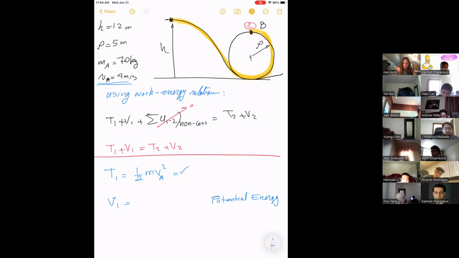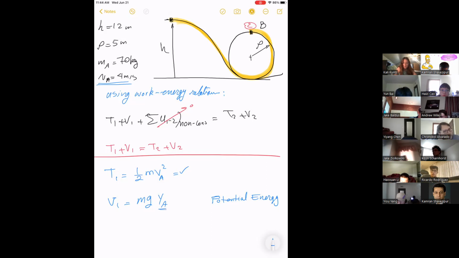It should have gravity in it, and it should have spring. We don't have a spring here. It's going to be just gravity. So we're going to get mgy. Now here's the question. Where should I put my reference to measure y?